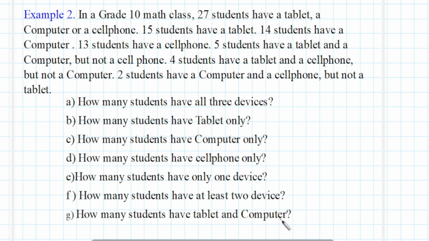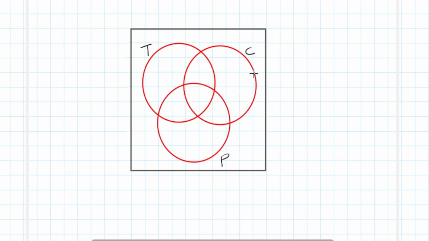To answer this question, we must prepare a Venn diagram. Let's say tablet by T, computer by C, and cell phone by P. So the number of computer is 14. The number of students who have all three devices, we don't know. Let's say X. The number of students that have tablet and a computer but not cell phone is 5 given, and the number of students who have tablet and cell phone but not computer is 4.